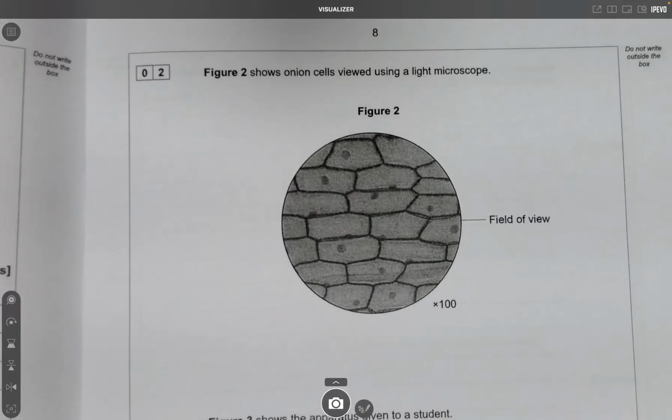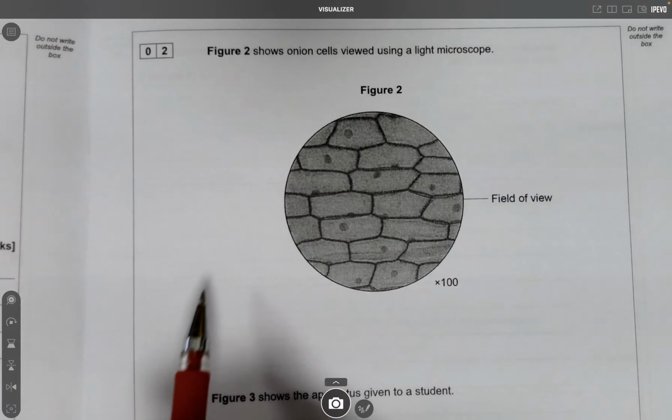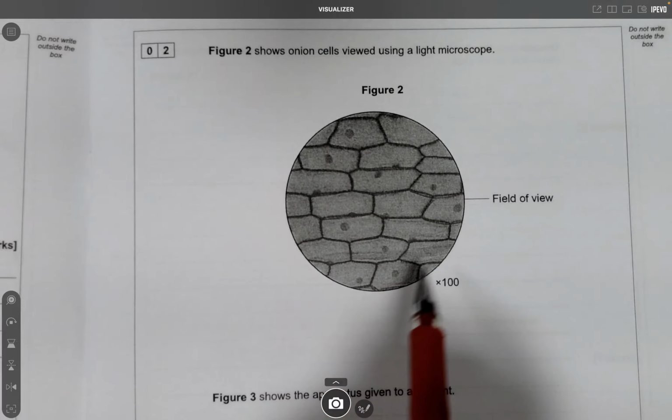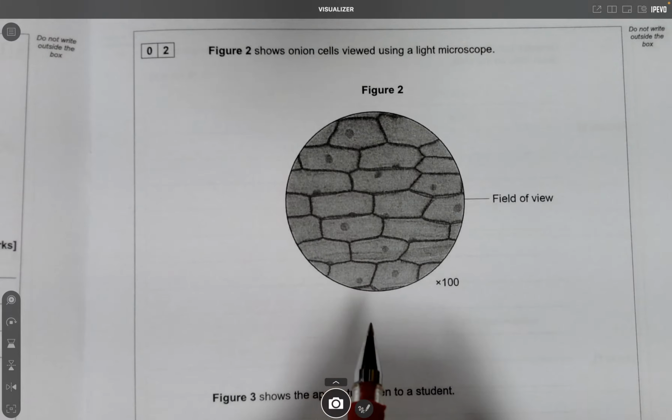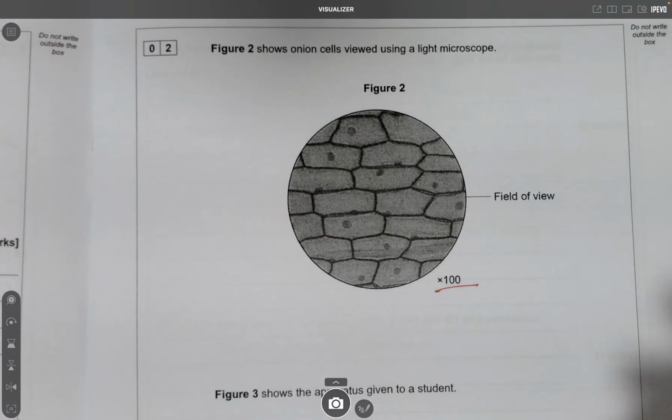So question 2 in this paper focuses on the use of microscopes, in particular light microscopes, to look at onion cells under a microscope. This is our field of view, so this is everything you could see through the microscope on that hole in the slide, and on the stage, and then you have your magnification here.